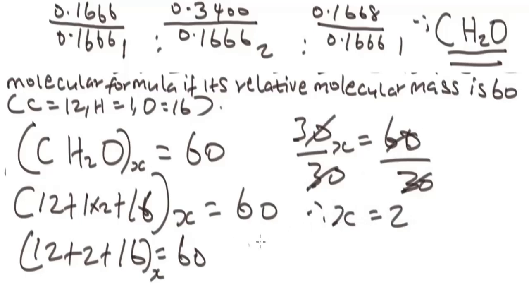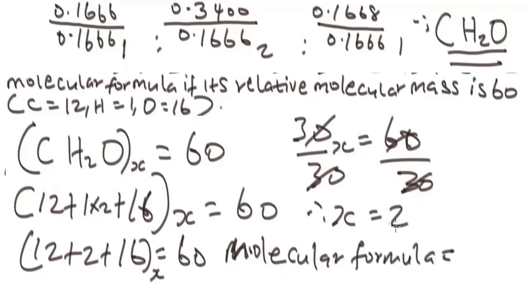So now that our x is 2, our molecular formula will be obtained by multiplying the 2 with the subscript of each element here. When you do it, you're going to have C2H4O2, and this will be the molecular formula of this compound.